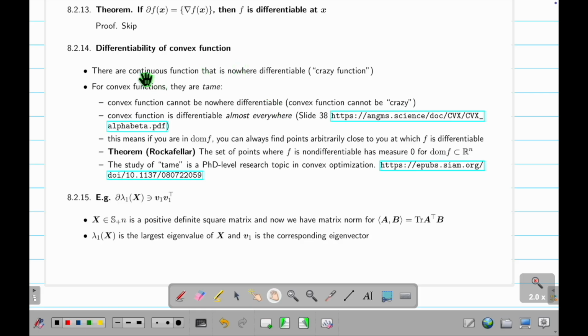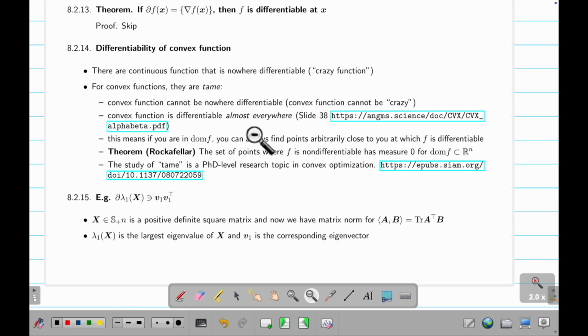Convex function and non-convex function are very different. You probably know there are continuous functions that are nowhere differentiable. That means there is a function continuous everywhere, but non-differentiable everywhere. It's the Weierstrass function, that kind of fractal function, okay? But first of all, is this convex? No, right? I just showed you something like this. But if we have convex, here's a funny thing. This is impossible. So if we have a convex function, it cannot be crazy. Convex function is differentiable almost everywhere.